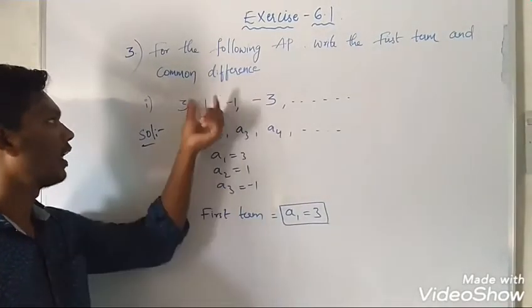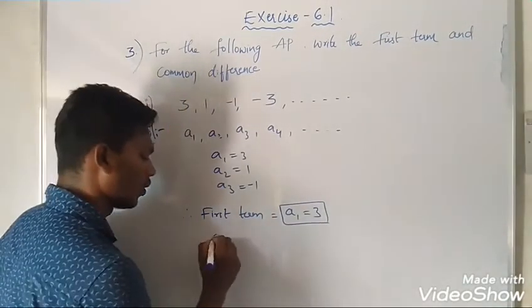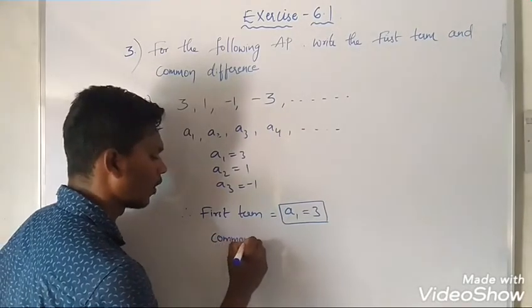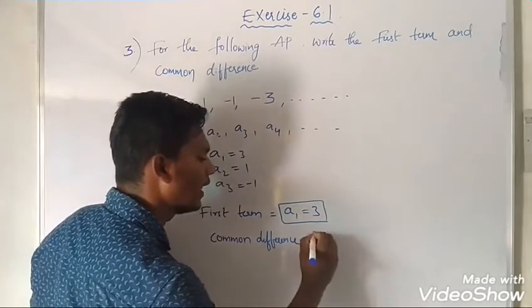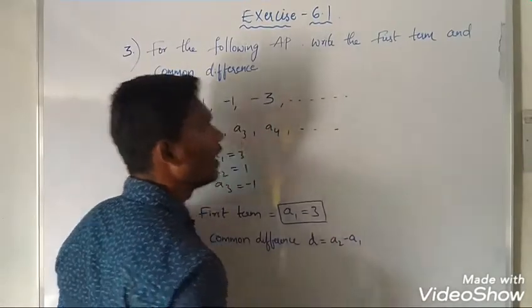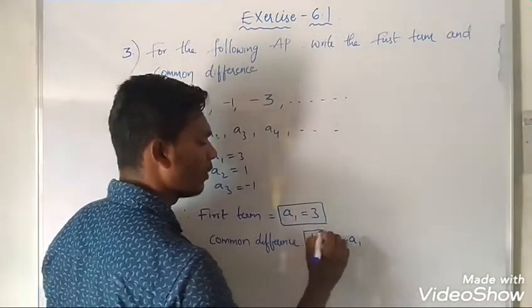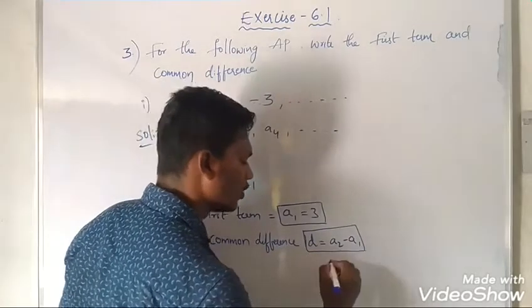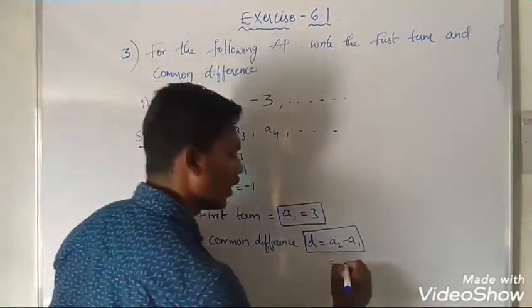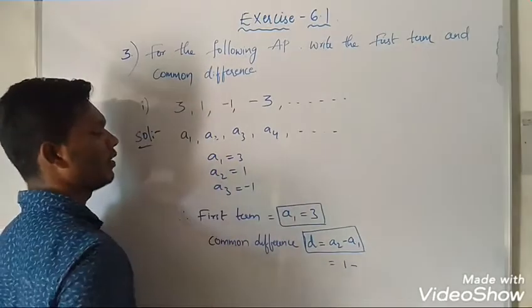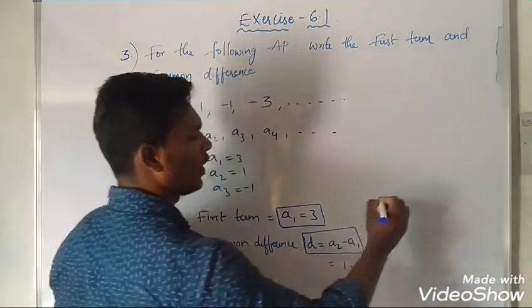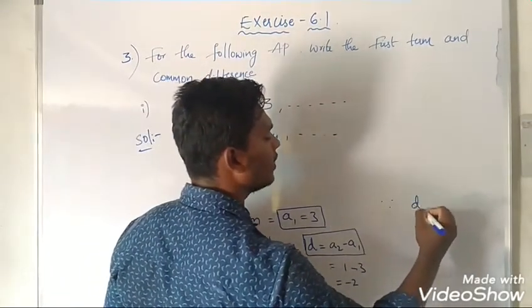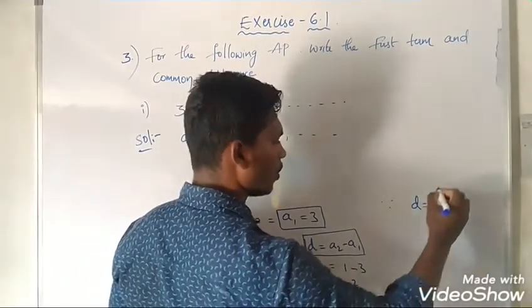Now what is our target? Our target is to find the common difference. The common difference d is equal to A2 minus A1. This is the formula to find the common difference. The value of A2 is 1, minus the value of A1, which is 3. So 1 minus 3 is minus 2. Therefore the common difference d is equal to minus 2. Okay, friends?